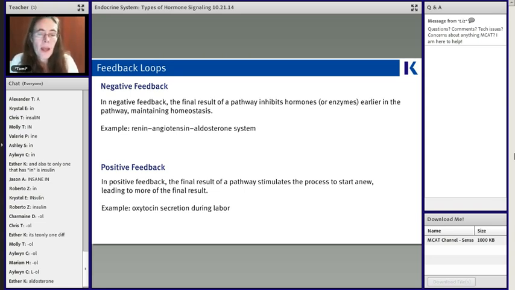Okay, positive feedback. This is the final result of the pathway, stimulates the process to start anew. Now, let's talk about oxytocin. Okay, oxytocin is something that we need to know. And oxytocin is released, causing uterine contractions. Uterine contractions cause more oxytocin to be released, which causes harder uterine contractions. So this just is that positive feedback, and it just keeps going and going and going. Does anyone know what actually shuts this off? Why does this stop?